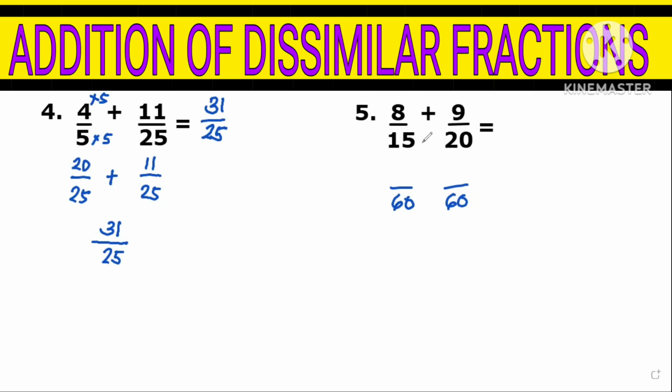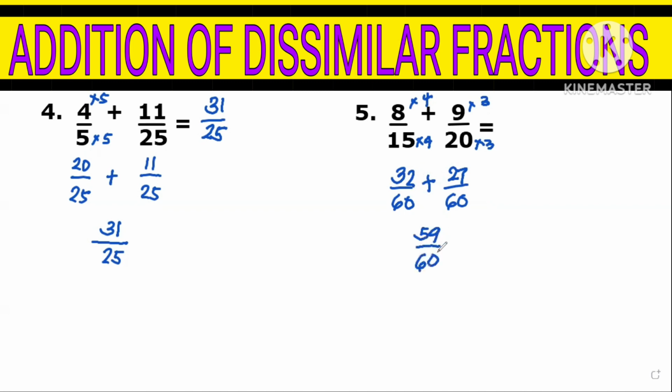Saan minultiply si 15 kaya naging 60, diba by 4. So we do the same for 8 multiplied by 4. 8 times 4 is 32. Now for 9 over 20, multiply si 20 by 3, right? To get 60. So we do the same for 9 multiplied by 3 to get the equivalent fraction. 9 times 3 is 27. So next step is to add the numerators. 32 plus 27 is 59 over 60.